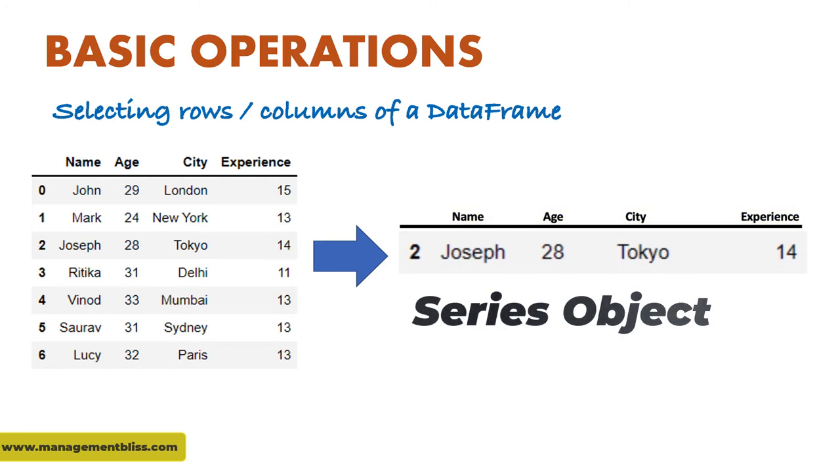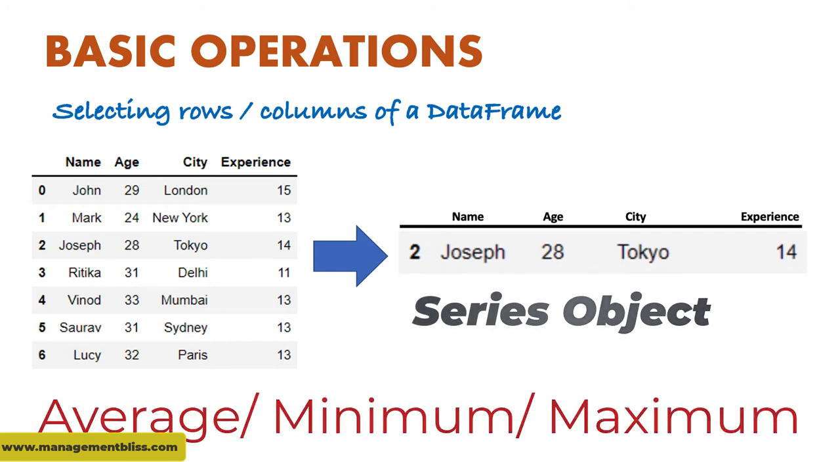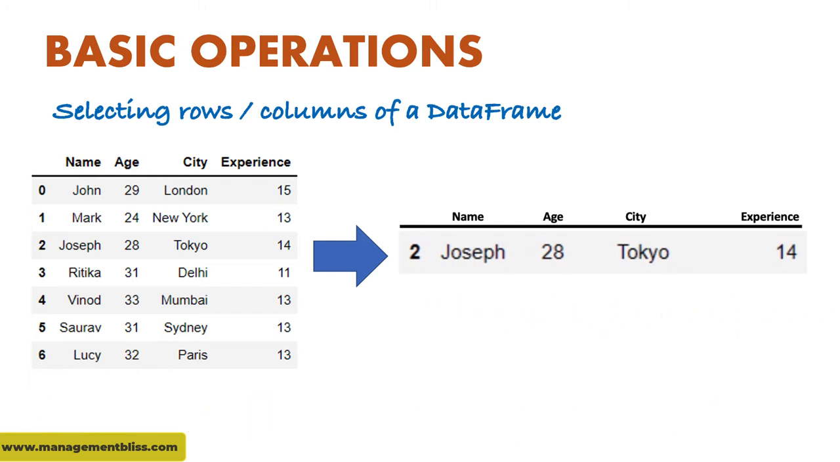At this point of time, let me reiterate that a series is one-dimensional labeled array and it provides several methods for data manipulation and data analysis. Using these APIs, we can perform various operations like finding the average of values in a selected row or column, or finding minimum or maximum value from the selected row or column. There are many more operations which you can perform using Series API.